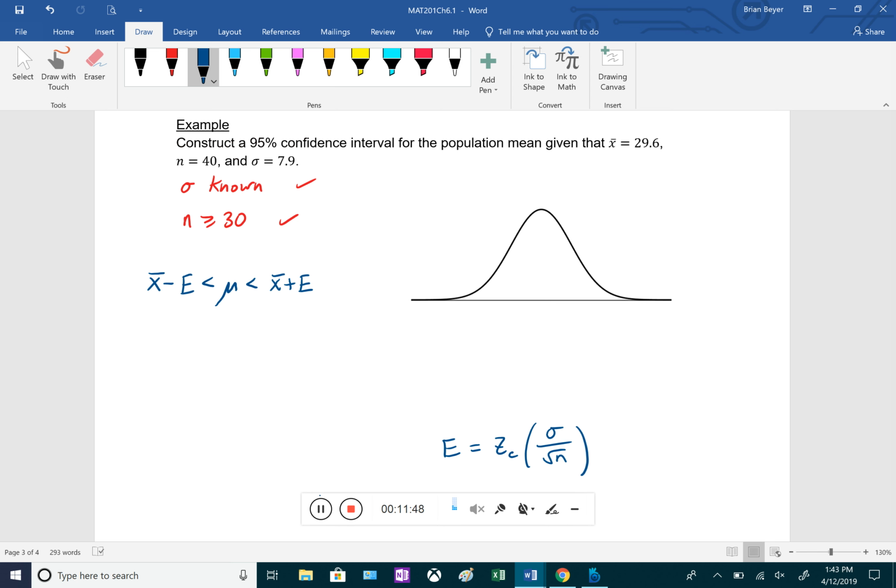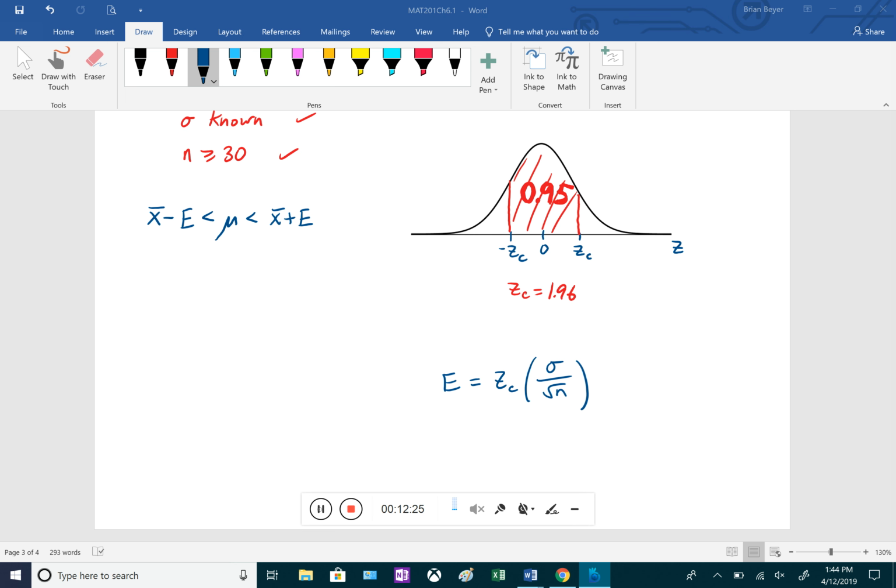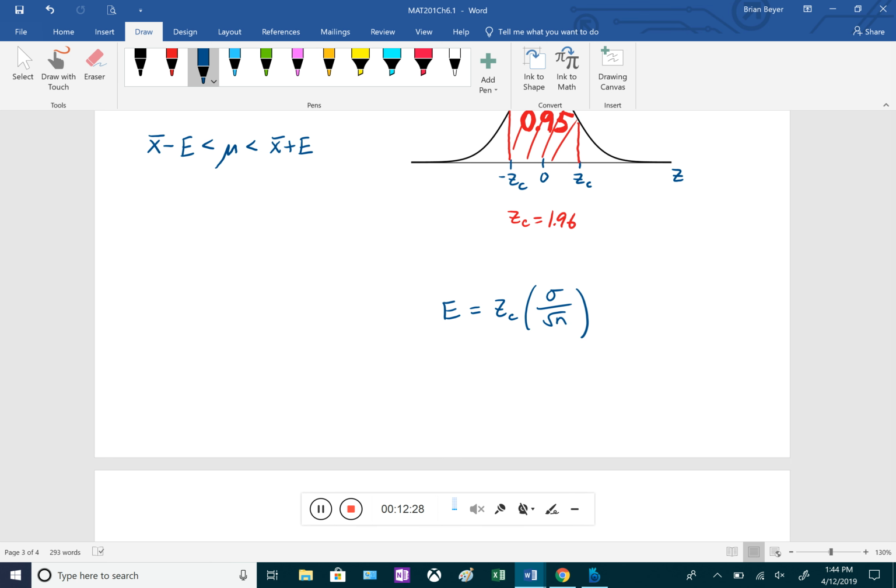So finding the z for the 95% confidence level. We actually just did this in the last one. We found the z for 95% confidence. That was the area between these two values, negative z and positive z, being 0.95. And we said that the z value was 1.96. That was just from the previous page. We already did it, so I'm not going to show any work here. And we can plug in these values now into e. These are actually the same exact numbers as before.